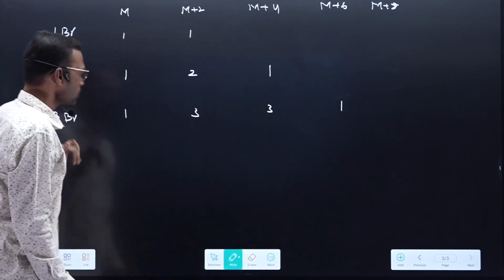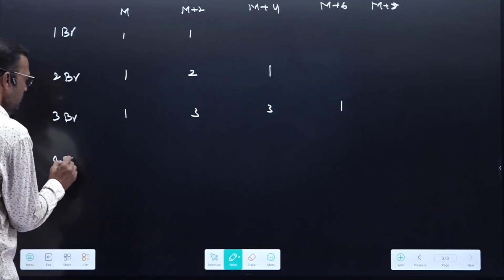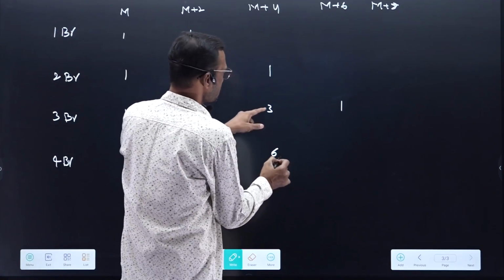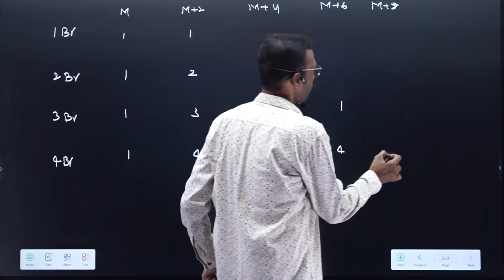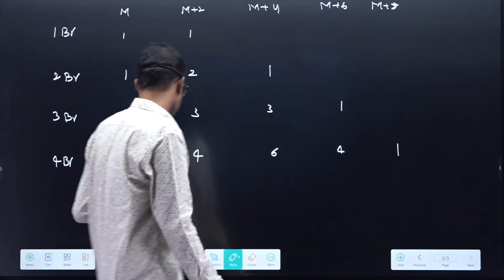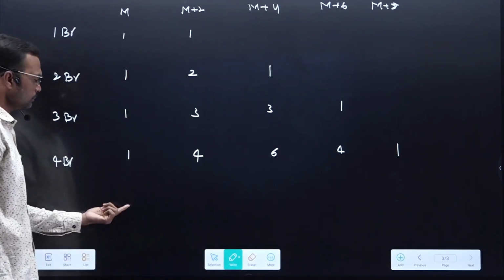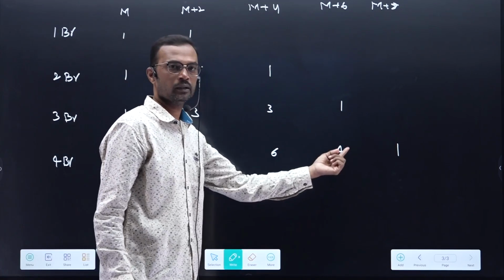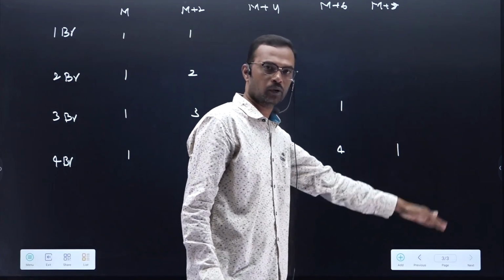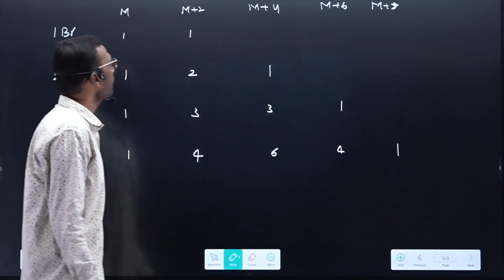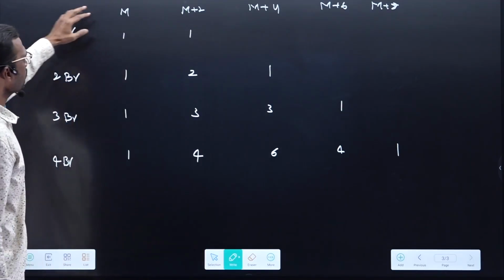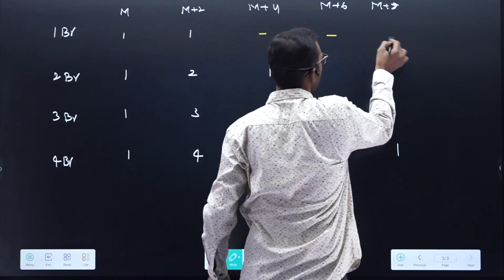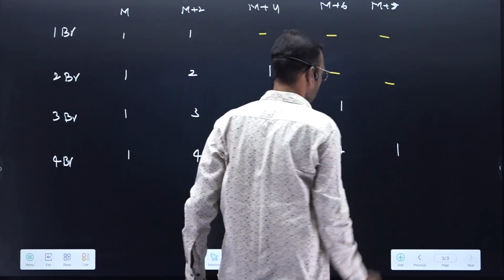This technique you can apply for bromine. Suppose 4 bromines are there: 1 plus 3 is 4, 3 plus 3 is 6, 3 plus 1 is 4, followed by 1. Suppose 5 bromines are there, first write 1, 1 plus 4 is 5, 4 plus 6 is 10, 6 plus 4 is 10, then 5, 1. Like that we can keep on writing in Pascal's triangle form. So if one bromine is there, there is no M plus 4, no M plus 6, no M plus 8. You need to identify this.